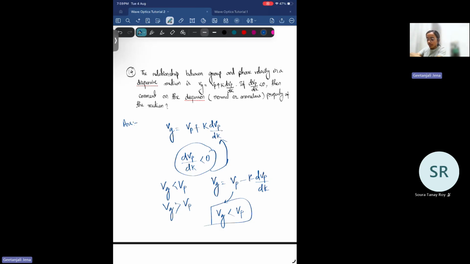So there are different conditions for normal dispersion. One is this, and then one is dn over d lambda is less than 0. Now we got another expression, dVp over dk is less than 0. So always remember this and this. For normal dispersion, group velocity is always less than the phase velocity. If we have anomalous dispersion, then the group velocity is greater than the phase velocity. Okay. So is it clear?